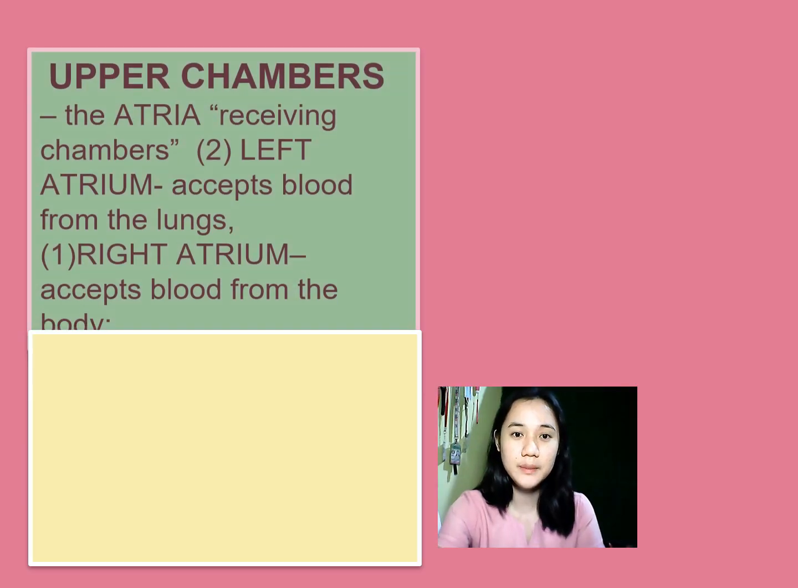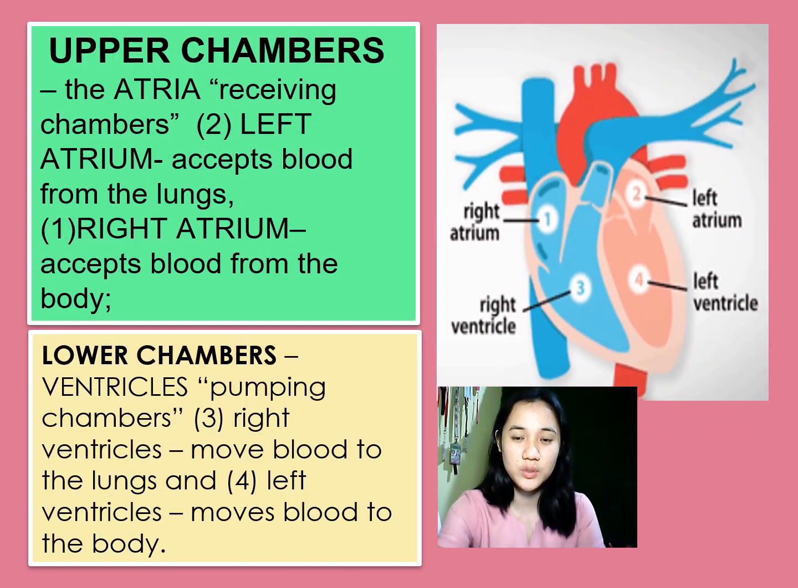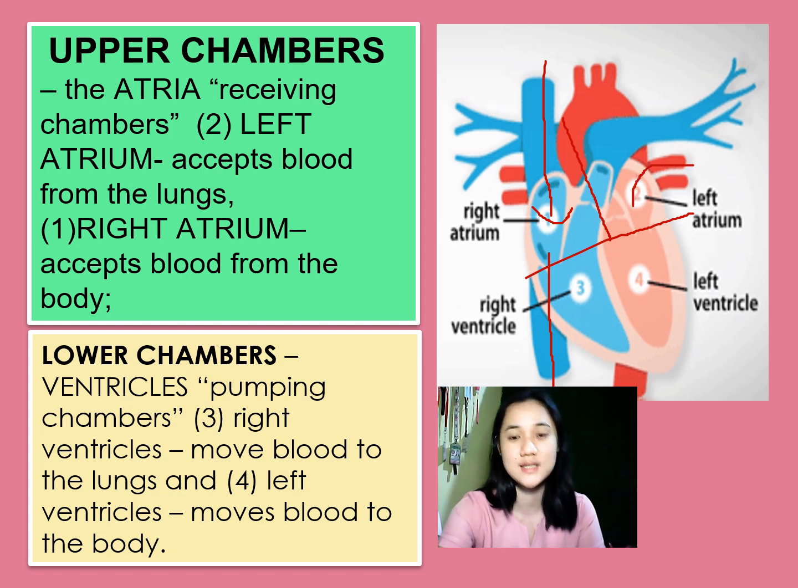Okay, so the upper chambers of the heart, which is the atria. Again, hatiin natin. We have the right atrium and the left atrium. So, right atrium accepts blood from the body. Okay? Ito yung daanan niya, papunta dyan, and dito siya punta sa right atrium. While the left atrium accepts blood from the lungs. So yung pumapasok dyan na blood galing naman sa lungs.